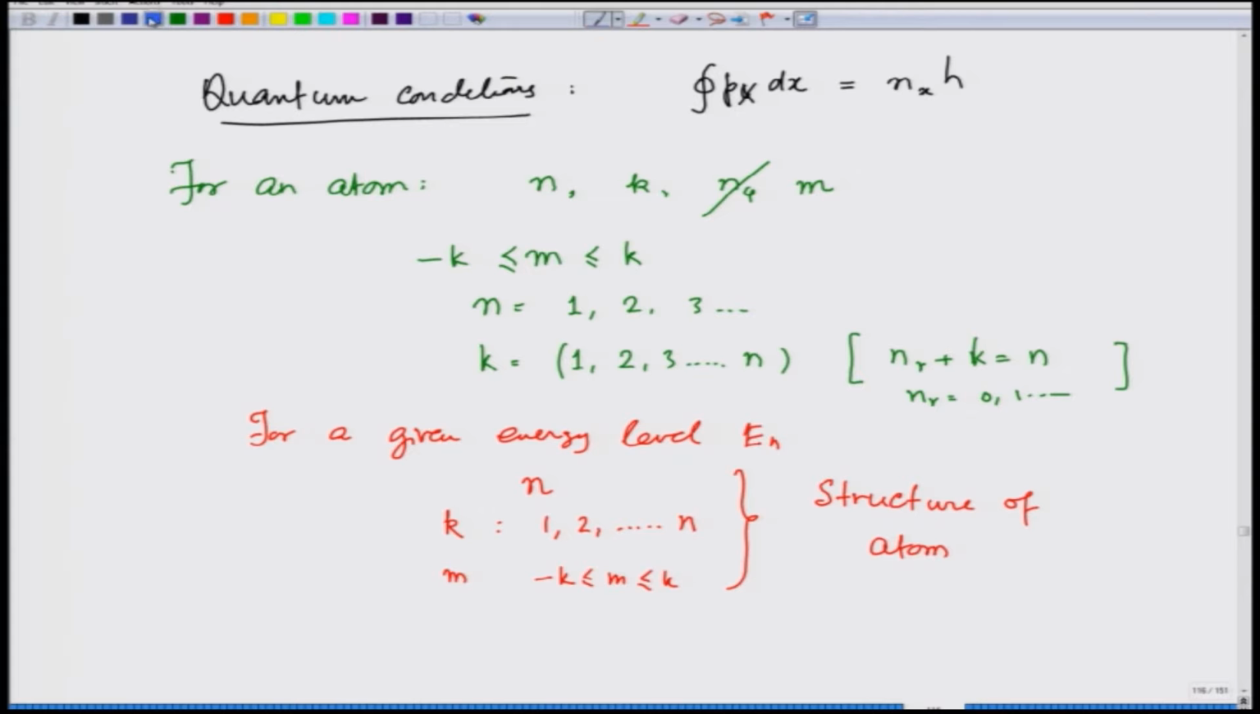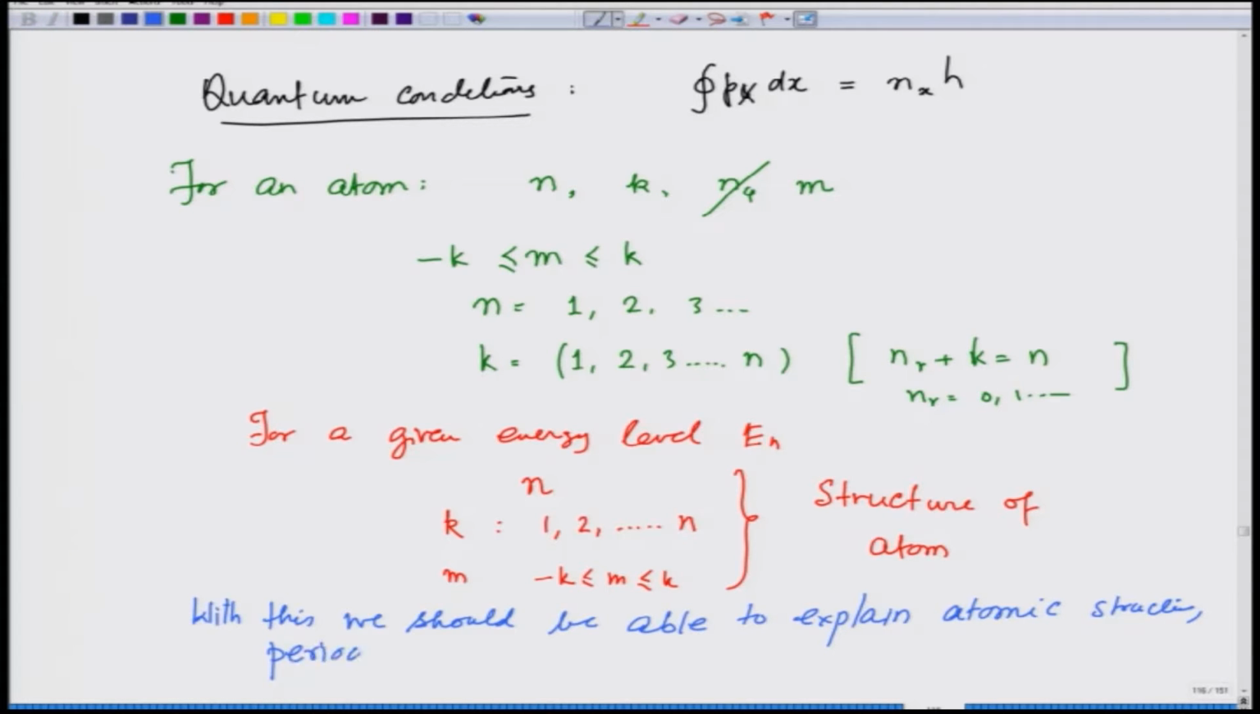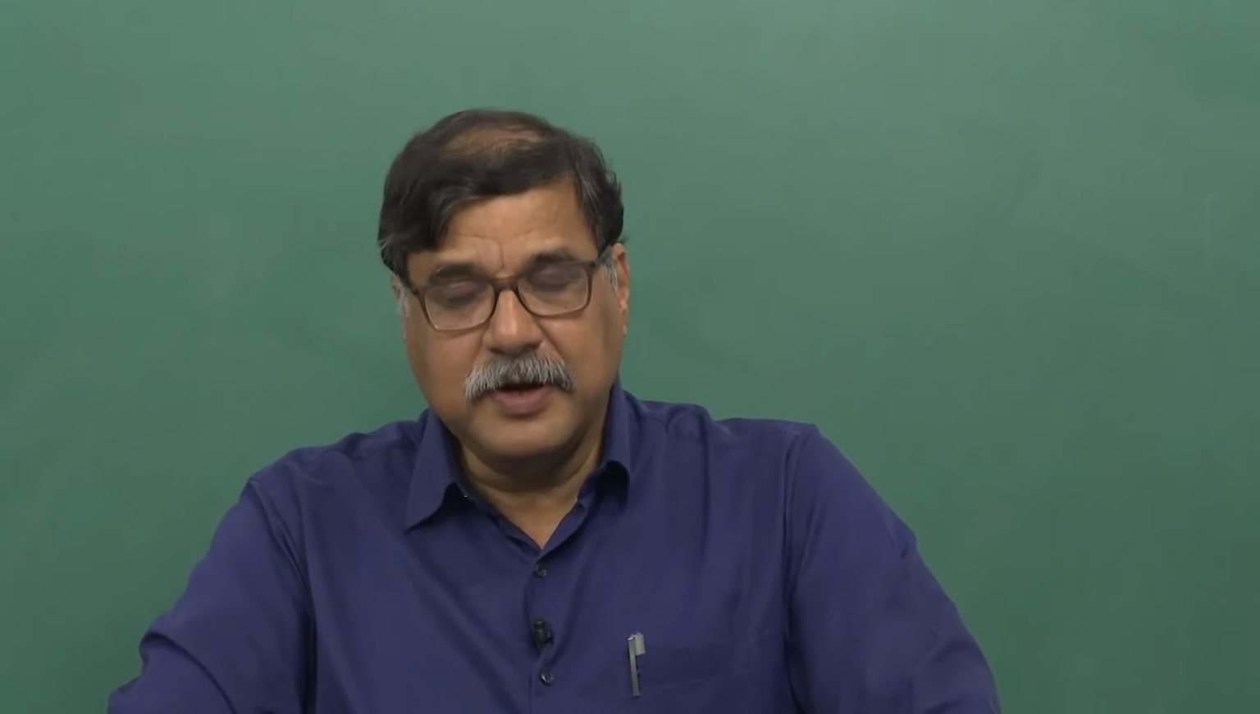And what we anticipate with this is that we should be able to explain atomic structure, the periodic table and spectra of atoms and so on. So, people started investigating these, because now we had this theory that gave us different quantum numbers, different levels and what all was there.